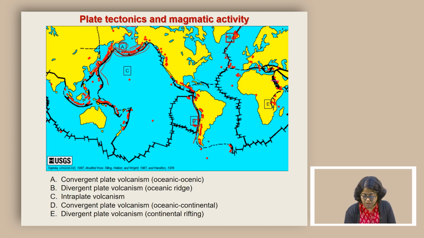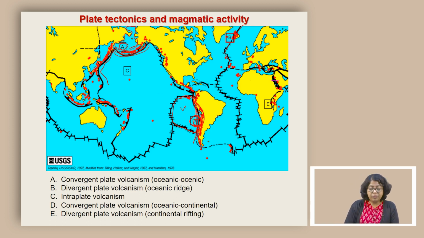We can also find examples of D somewhere around here, where oceanic and continental plates are meeting each other. So, we find this part as an oceanic plate and this part as a continental plate, and the oceanic plate is going underneath the continental plate, and this gives rise to volcanism all along the coast of South America.